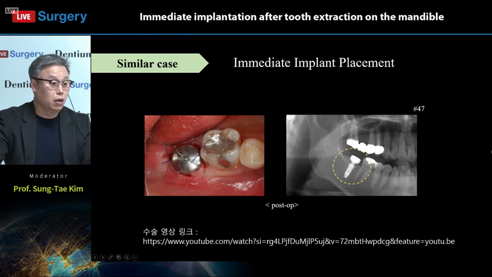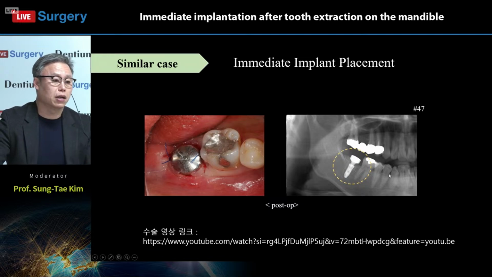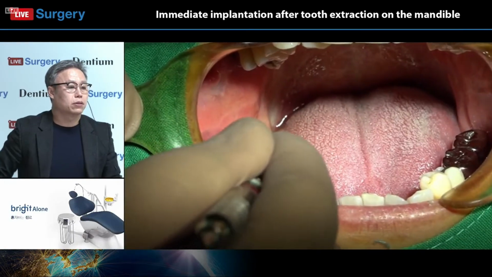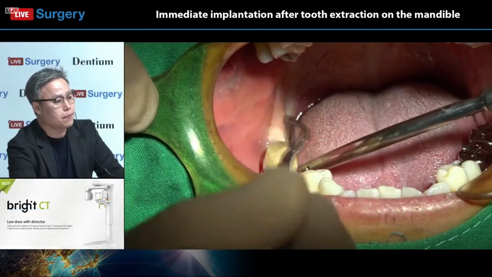So this is the case after grafting, immediate implant placement, and the healing abutment connection. Hopefully, we're going to do similar surgery and healing abutment connection today. Okay, let's go to the clinic.